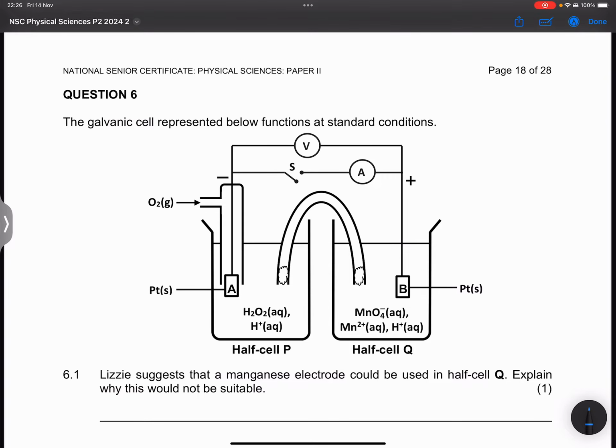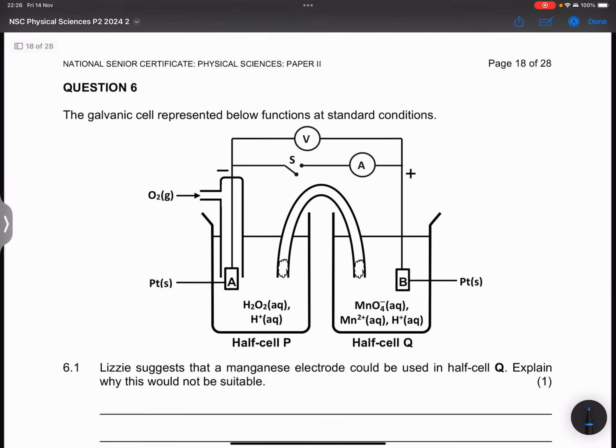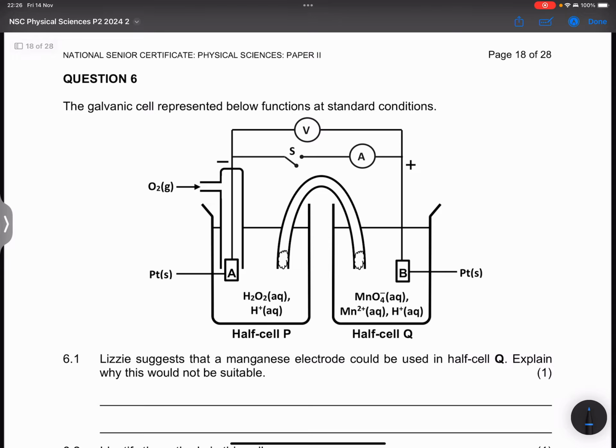Right, we've already answered questions 1 till 5. And let's go to question number 6. So they say to us, the galvanic cell represented below functions at standard conditions. Now, firstly, I want you to notice there we've got oxygen and H2O2.